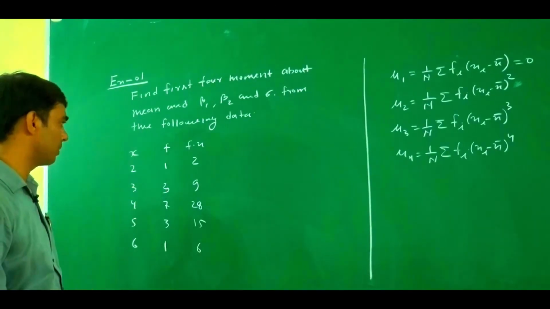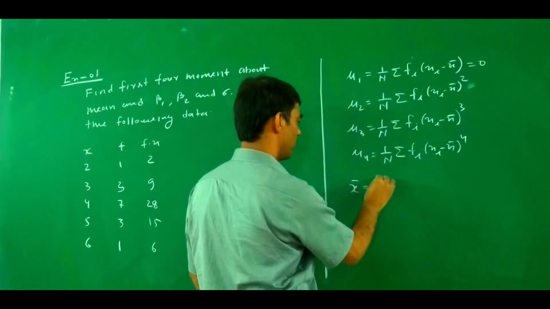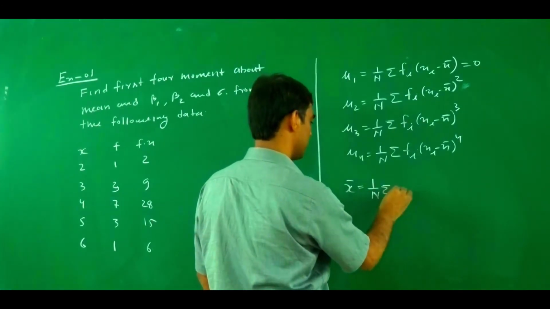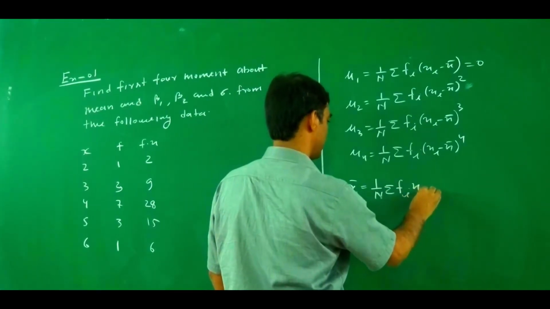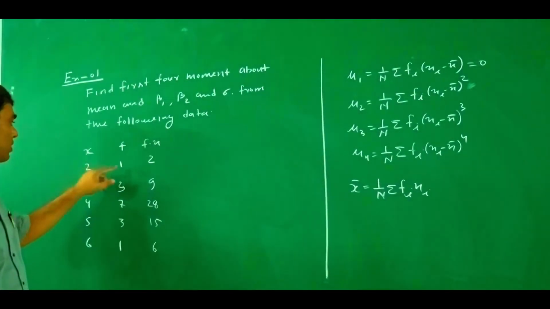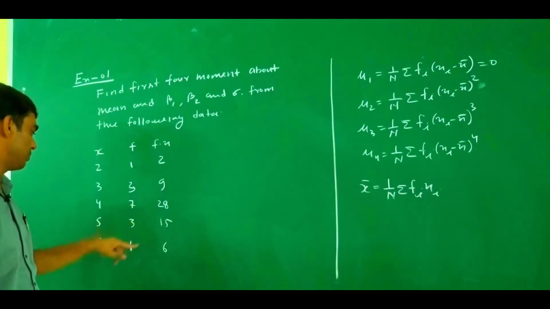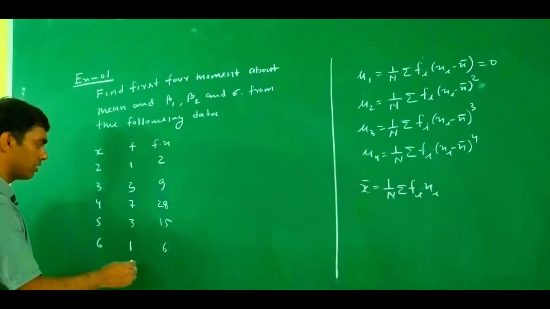What is the value of x bar? We know that x bar equals 1 upon n summation of fi xi. So what is the value of fi xi? 2 times 1 is 2, 3 times 3 is 9, 4 times 7 is 28, 5 times 3 is 15, 6 times 1 is 6.